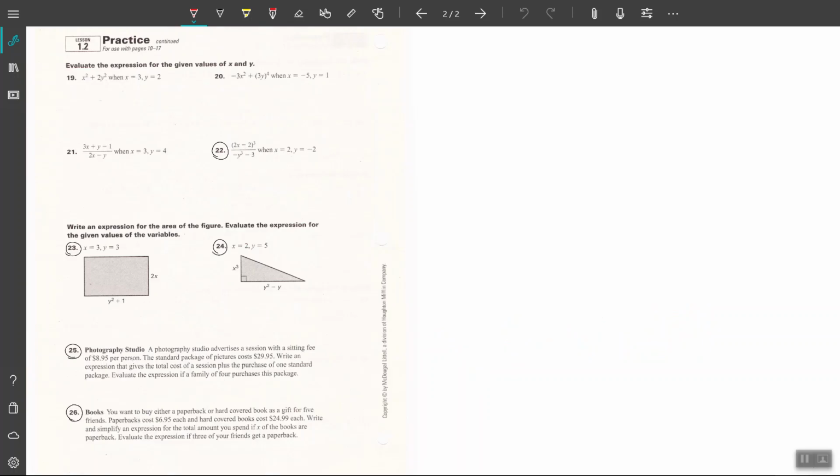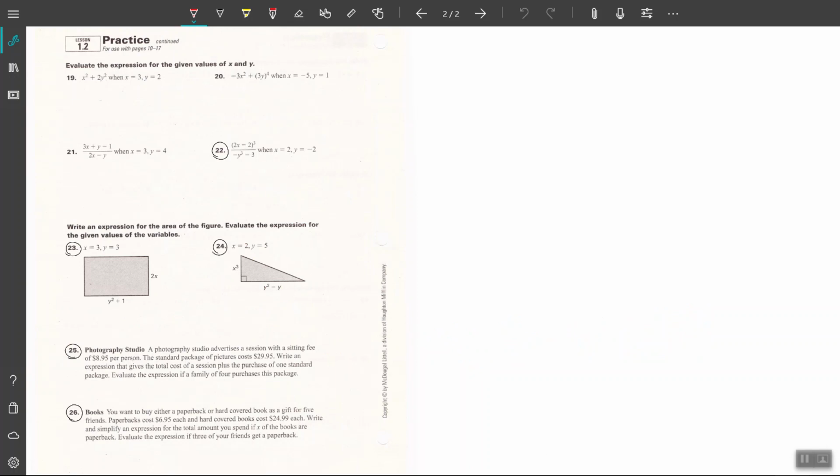Okay, we're going to move on to lesson 1.2. On the back, we're going to go through those word problems. Starting with number 23, they ask you to write an expression for the area of the figure and to evaluate the expression for the given values of the variable. So there are 2 things that have to be done here. You need to make sure you read through those directions carefully.